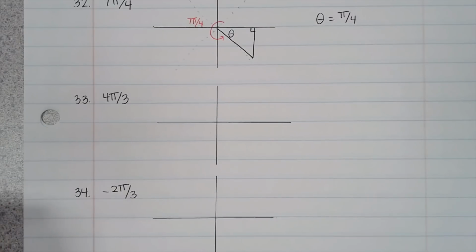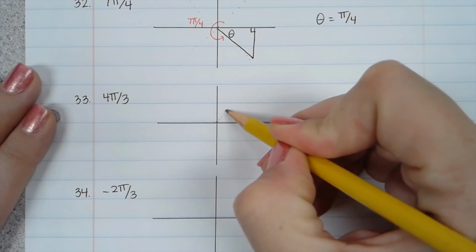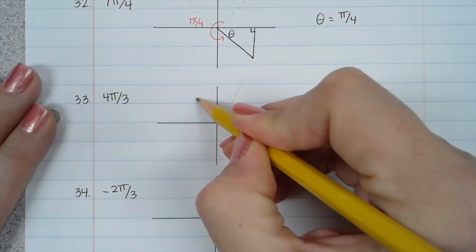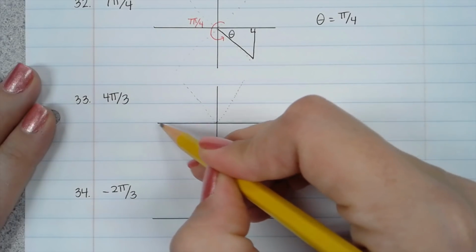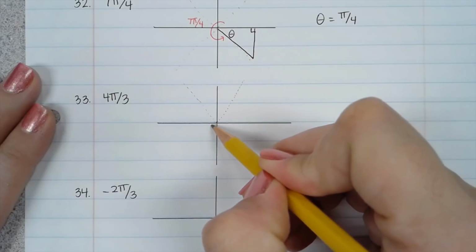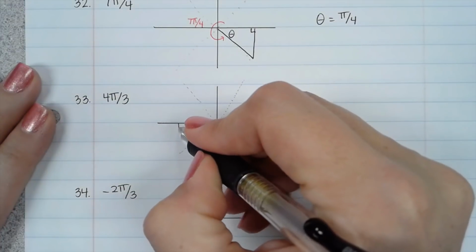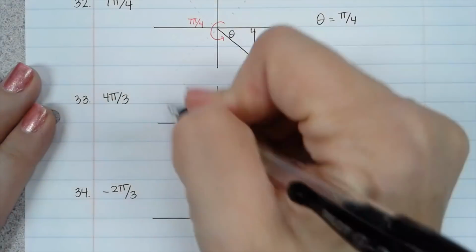Question 33 wants me to graph the angle 4 pi over 3 radians. So using my cutting, 1 pi over 3 would get me 1/3 of the way around. 2 pi over 3 would get me another 1/3 of the way around. 3 pi over 3 would get me here to pi radians. And so I would need to go 1 pi over 3, or pi over 3, extra. And so that would put me over here, and that's in quadrant 3.